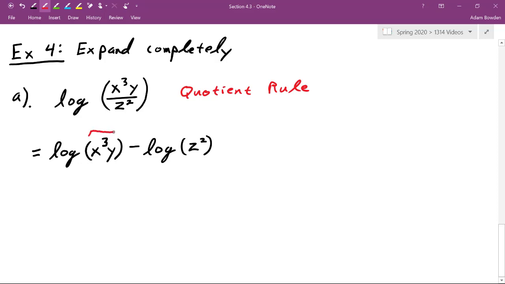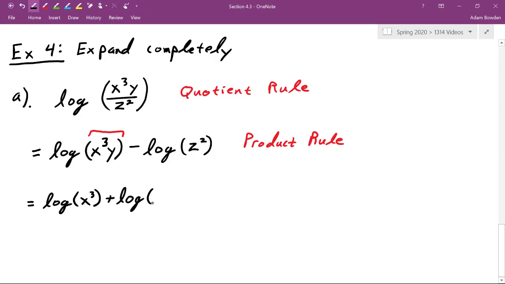Then notice that you have these two pieces, x cubed and y, side by side. Those two things are multiplied, and so we can separate them by the product rule for logarithms. So how that would go is we would put log of x cubed. Since they are multiplying, when I split them apart, that'll turn to addition with log of y. And then at the end we still have log of z squared. Okay, and so now we've split apart each individual x, y, and z term.